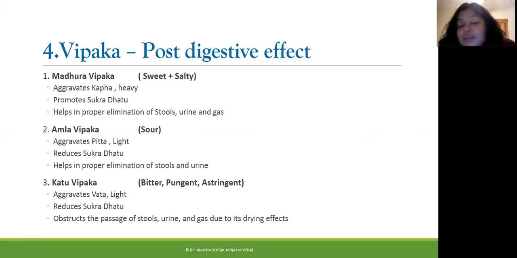So for instance, sweet and salty, which have a Madhura Vipaka or a sweet post-digestive effect, what that means is, because it is predominantly sweet afterwards, after breaking down, it will aggravate kapha. It tends to be more heavy or guru. It promotes the shukra dhatu. It also helps in proper elimination of stool, urine, and gas.